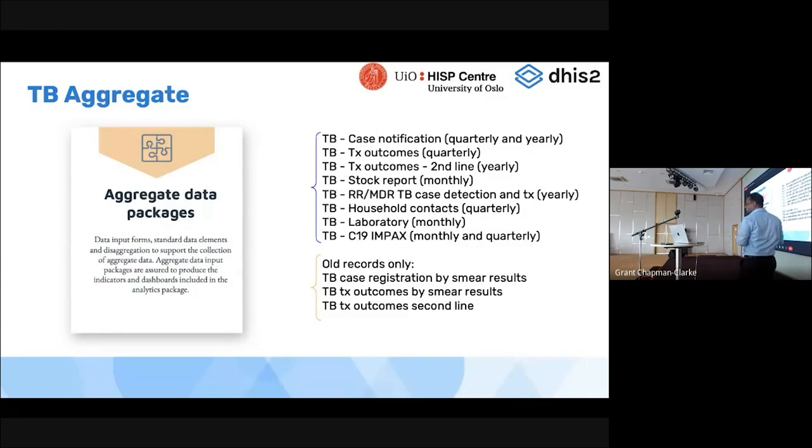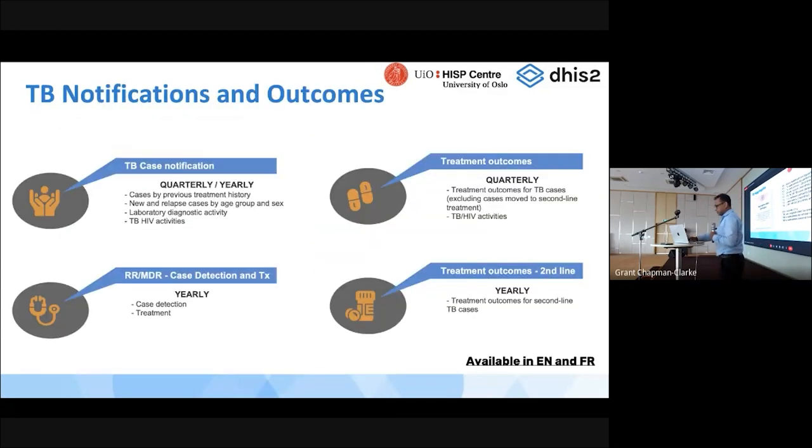And these are all for the old records, what they've been trying to deal with. So this again is still on the aggregate, what we're talking about. We have a TB case notification, which is basically quarterly and yearly, where you have all the treatment histories, new and relapse, laboratory diagnosis details, TB and HIV activity. And then the treatment outcome, the second line, and then the MDR. So these are, again, aggregate data, which we've been trying to collect across all the places.